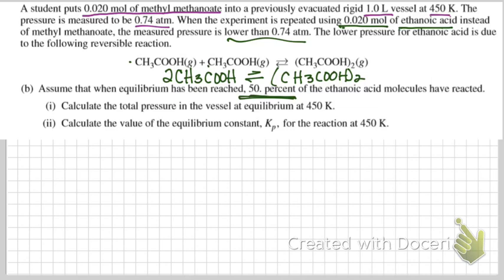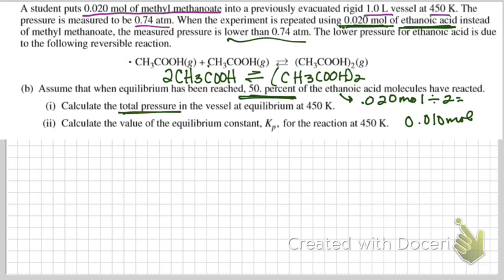So ethanoic acid, I had in green over here, so this is all to do with this reaction. We had 0.020 moles to begin with, and 50% reacted. So if I cut this in half, I get 0.01 moles that have reacted, or moles that are left at the end. You can think about it the same either way because it's 50%. Okay, so we have a reversible reaction.